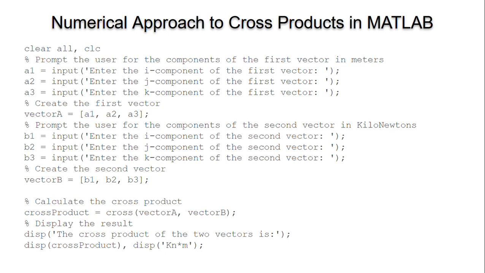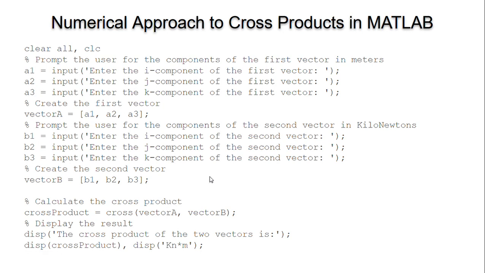In MATLAB, what we'll do is take inputs from the user for each component of our vectors. So our position vector in meters will be A1, A2, and A3, and we'll ask the user for each component, the i, j, and k component, and then we'll create an array from that, and that array can then be used as our position vector. The same thing will go for our vector B, which is our force vector, and we'll get the force vector i, j, and k. And then we'll have MATLAB cross those two vectors, because MATLAB stands for Matrix Laboratory, so it's really good at this sort of stuff.